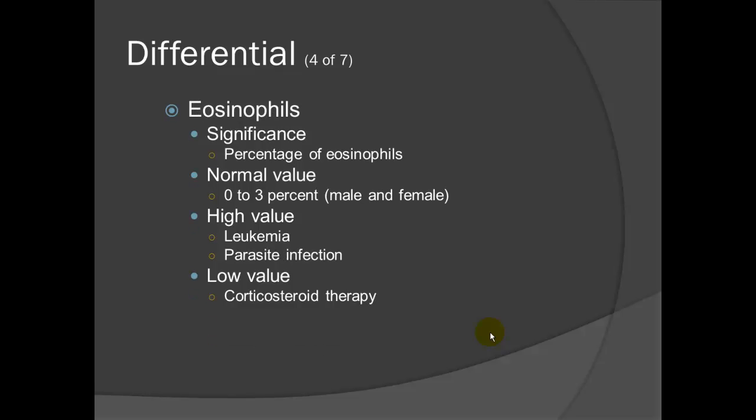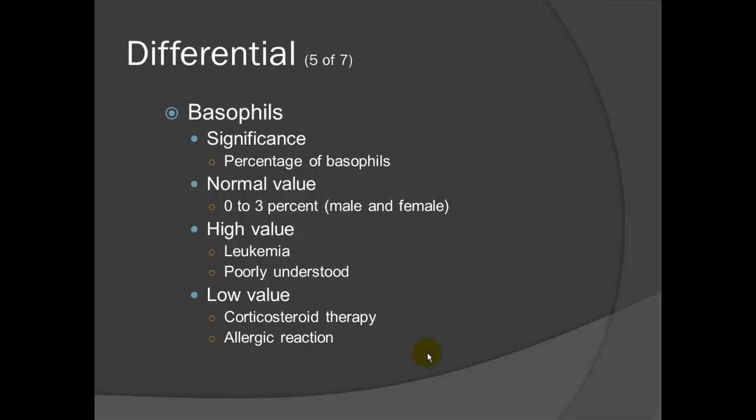So 4 of 7, eosinophils, the percentage of eosinophils, and a normal value should be from about 0 to 3%. A high value would say that you have leukemia or a possible parasite infection. A low value would be from corticosteroid therapy, immunosuppression.